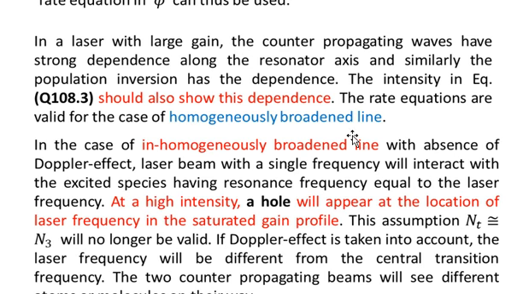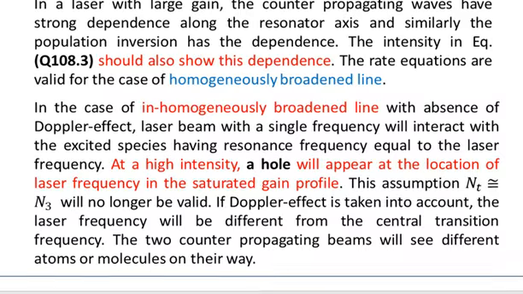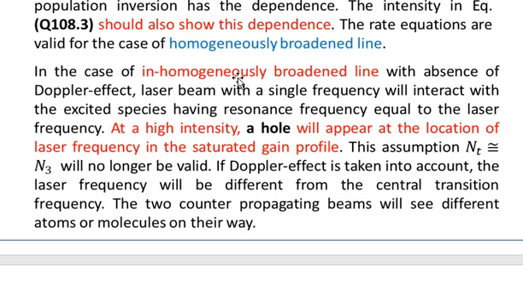So you see that the rate equations in equation number 3 and equation number 4 are well valid for a homogeneously broadened line. But if we are going to discuss the inhomogeneously broadened line in the absence of Doppler effect, so ignoring the Doppler effect, but the homogeneous broadening is there, a laser beam with a single frequency will interact with the excited species having a resonance frequency equal to the laser frequency.